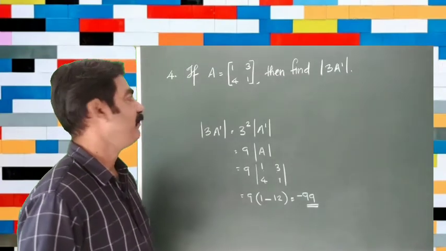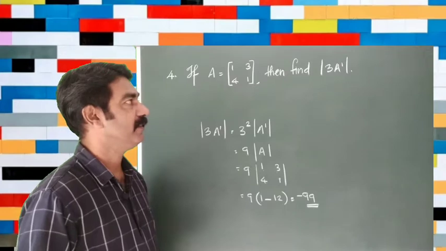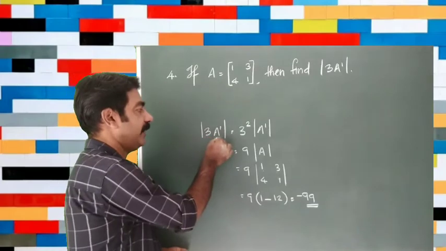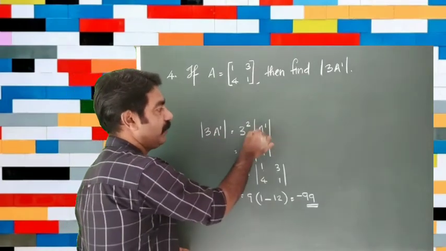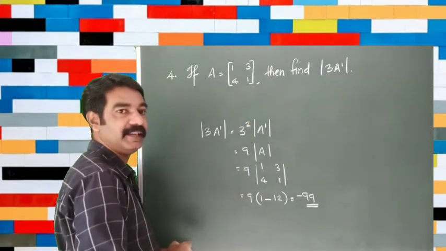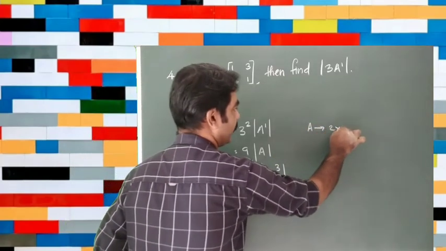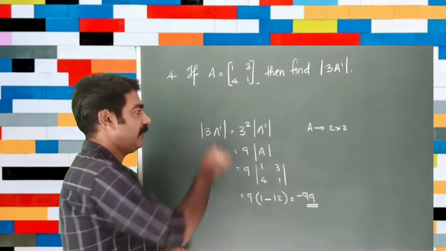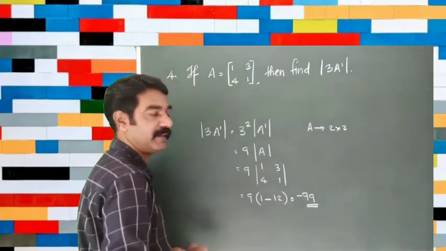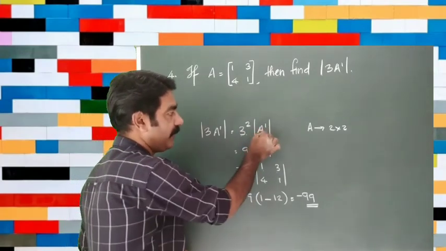Now question number 4. The fourth question: if A is equal to the matrix 1, 3, 4, 1, then find the determinant of 3A dash. The determinant of 3A dash is equal to 3 square into the determinant of A dash. Why the 2? Because A is a 2 by 2 matrix, and the 2 is the order of the matrix. So 3 square is 9.